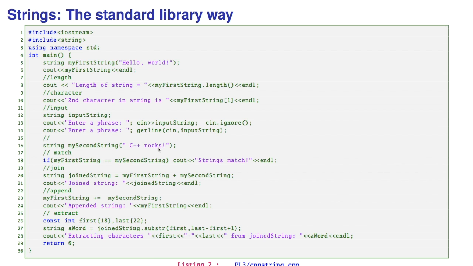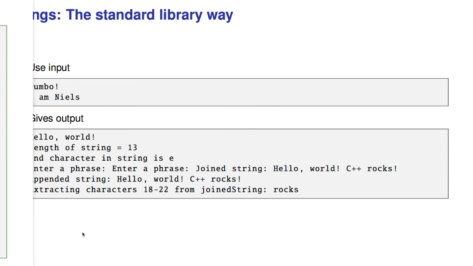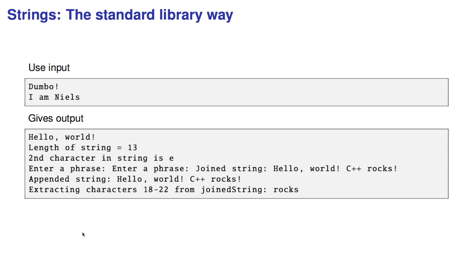My second string is C++ rocks, and I can compare these two things, see whether they match. I can also join strings together, I can append strings and see what happens, and finally I can extract parts from the string. So there's quite a few things I can do with strings. And if you use this input, then the second character in the string, well, you can work out why that's going to be an E, etc.